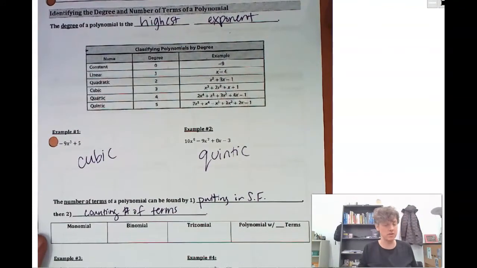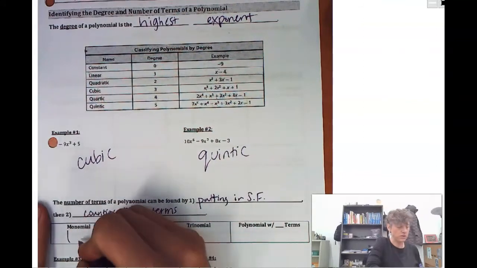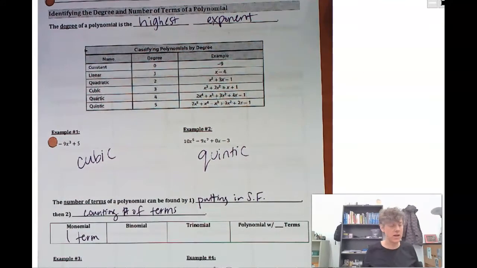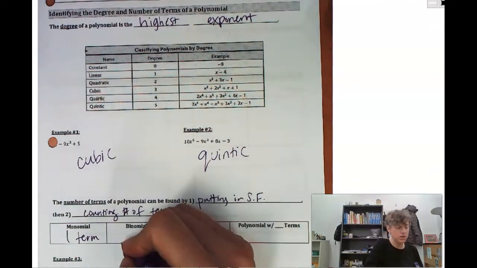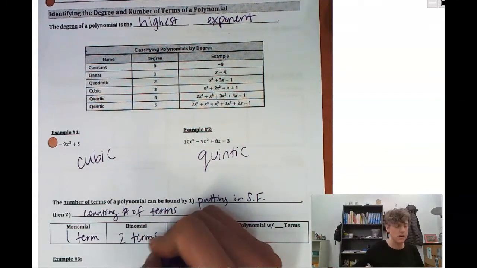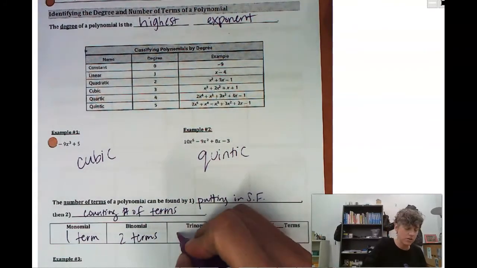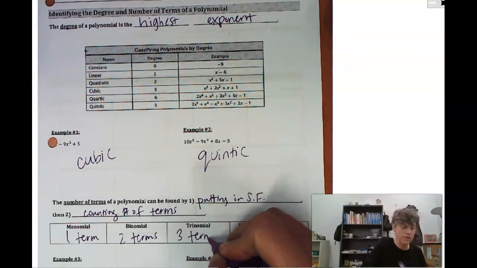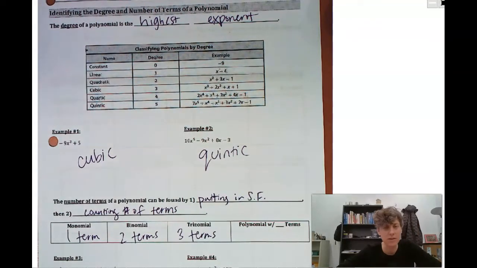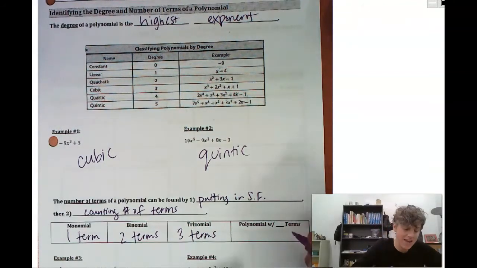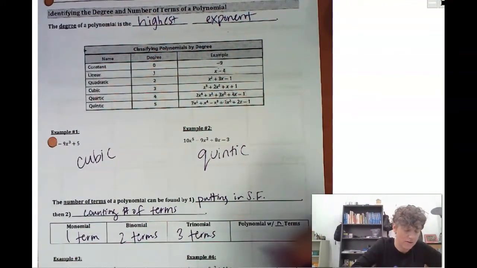A monomial has 1 term. Mono meaning 1. A binomial has 2 terms. A trinomial has 3 terms. And then after that, we stop giving them fancy names and we just call them a polynomial with n terms. That'll have n numbers of terms.